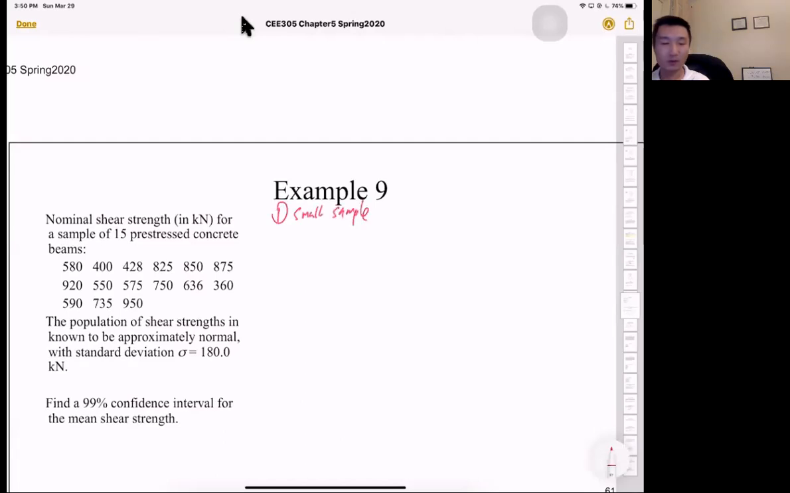However, the sigma is known. In that case, we do not need to use the Student's t distribution. Instead, we use the normal distribution. So for a 99% confidence interval, half alpha is equal to (1 minus 0.99) divided by 2, so half alpha is 0.005.